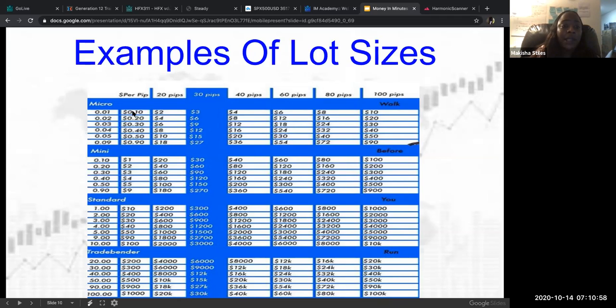So as you calculate up, each pip represents the dollar amount that you're using. So you don't want to over leverage. If you only have maybe $100 in your account, you would not do a mini lot size or a standard lot size. You will only do a micro. We'll go into details on that as well, because that will blow your account.